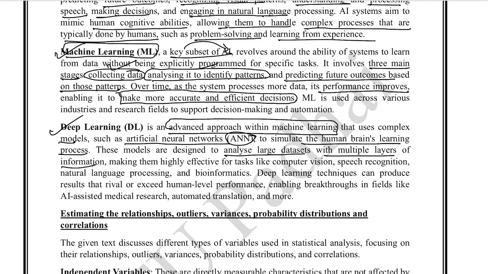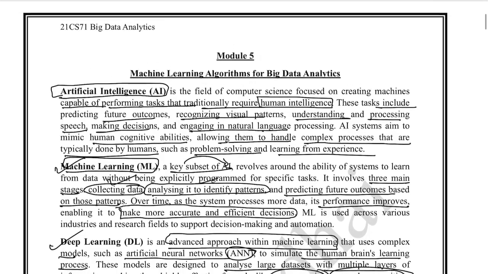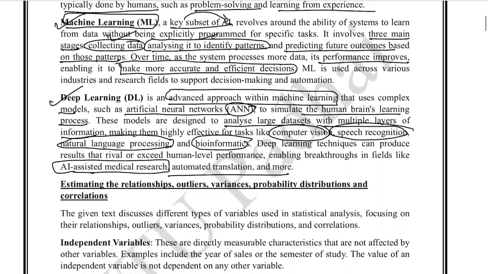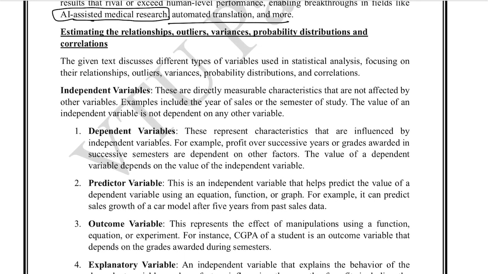Fine. So tasks like computer vision, speech recognition, NLP, and bioinformatics, everything comes under deep learning. So deep learning techniques can also produce results that exceed human level performance, which mainly helps in AI assisted medical research, as well as automated translation and many more things. So this is all about the basic definitions of AI, ML, and DL, that is deep learning. So let's see the next topic, that is establishing relationships, outliers, variances, probability distributions, and correlations.